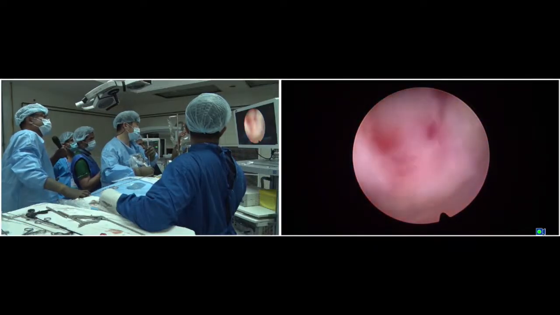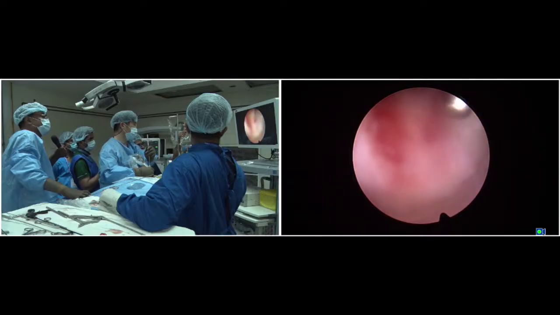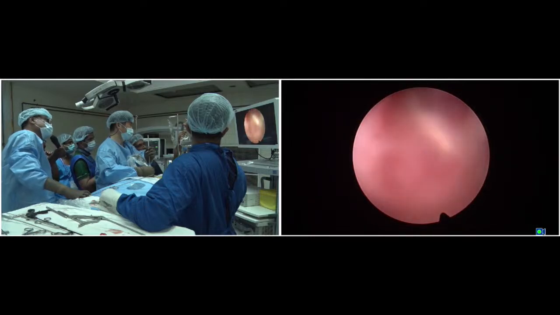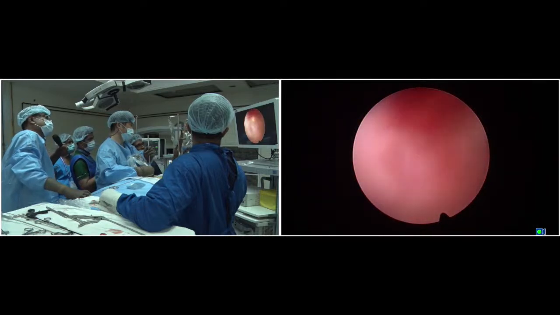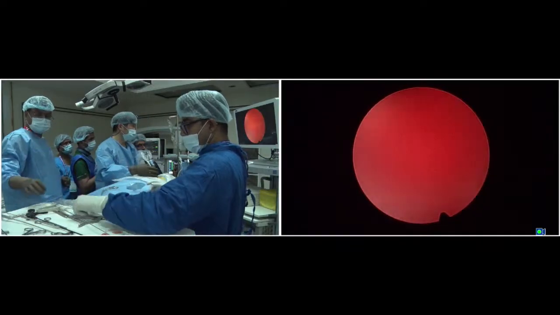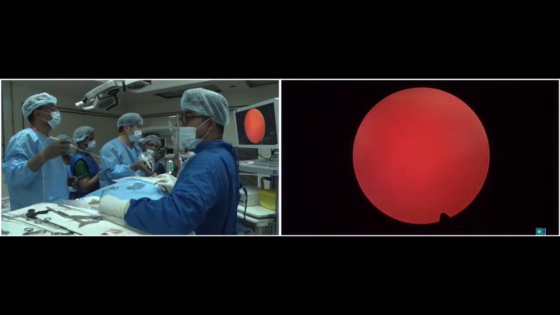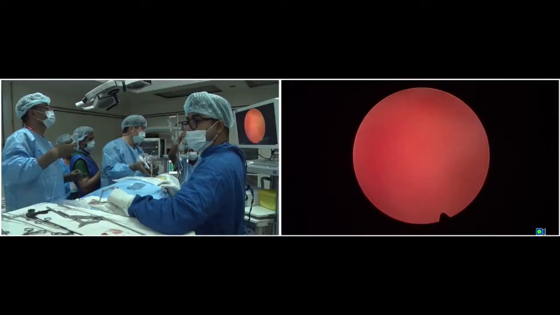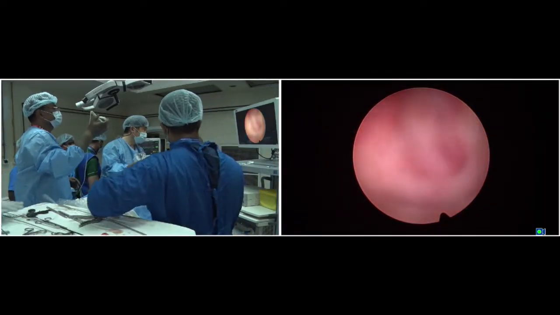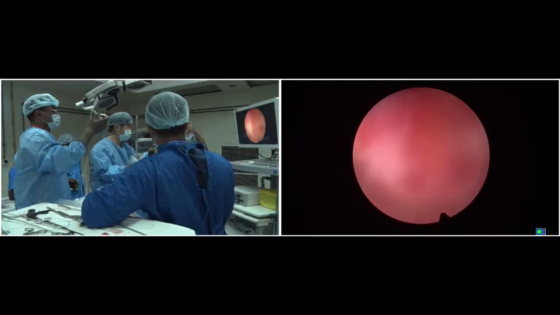Okay, I will finish the operation to here. Okay. He removed the disc from the shoulder side of the nerve. Yeah. Okay, that's good. Drain and RF.